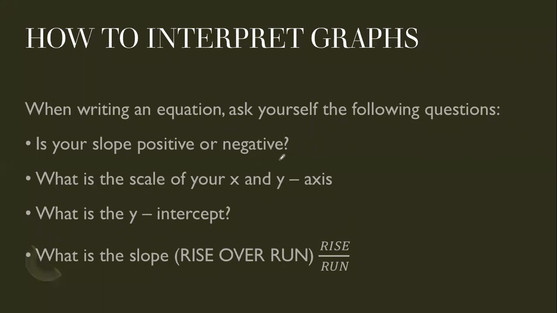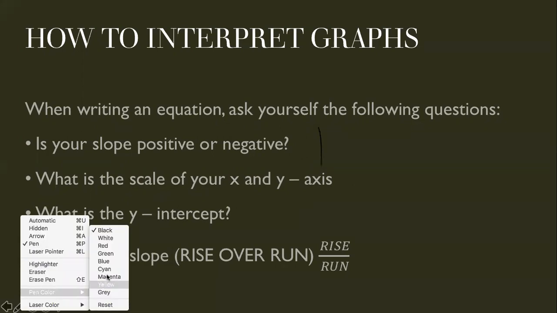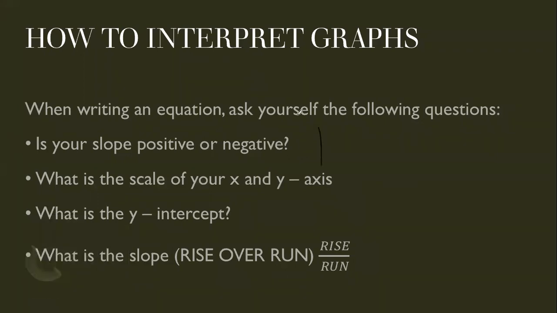Is my slope positive or negative? And if we remember, on a graph, if the line is going up from left to right, the slope is positive. On a graph, when your line's going down, your slope is negative. So that's a reminder from last class.